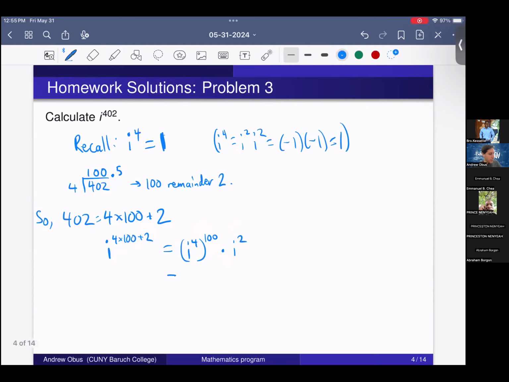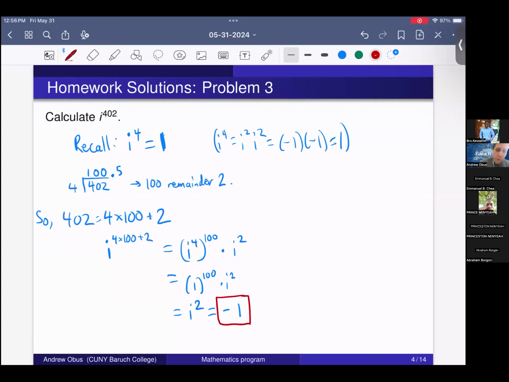And so what you're doing is essentially doing all this in your head. i to the 4 is just 1, as we've seen, times i squared. And 1 to the 100 is just 1. So that's i squared, and i squared is just -1. Exactly. Great.